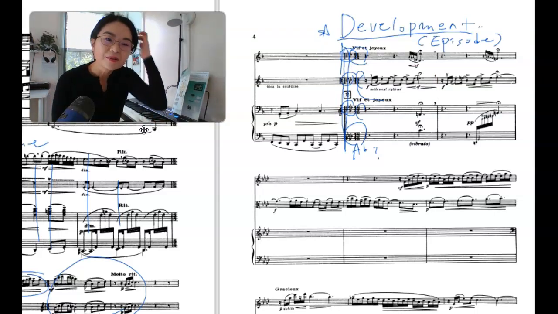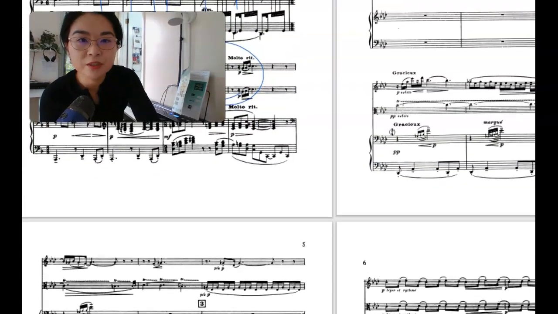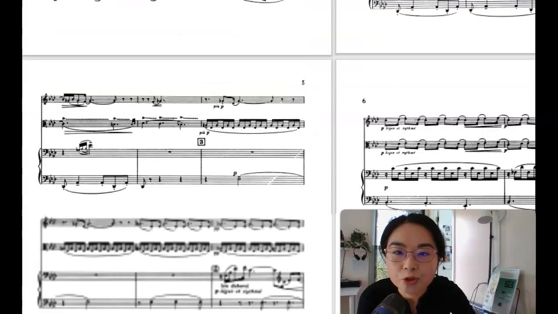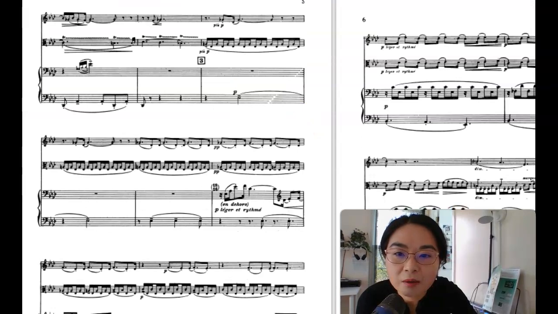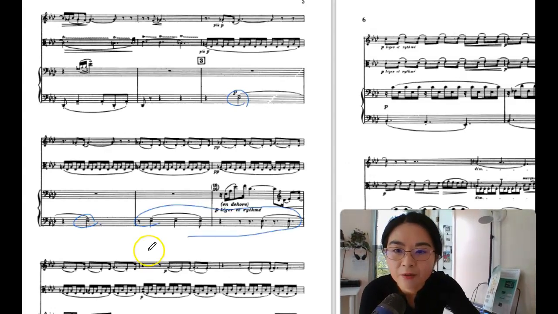Okay, so I'll just play the viola line here. Let's move to the next section. And do you see here, you see E flat. We are still in the development section. E flat is just ringing, lingering for a long time.